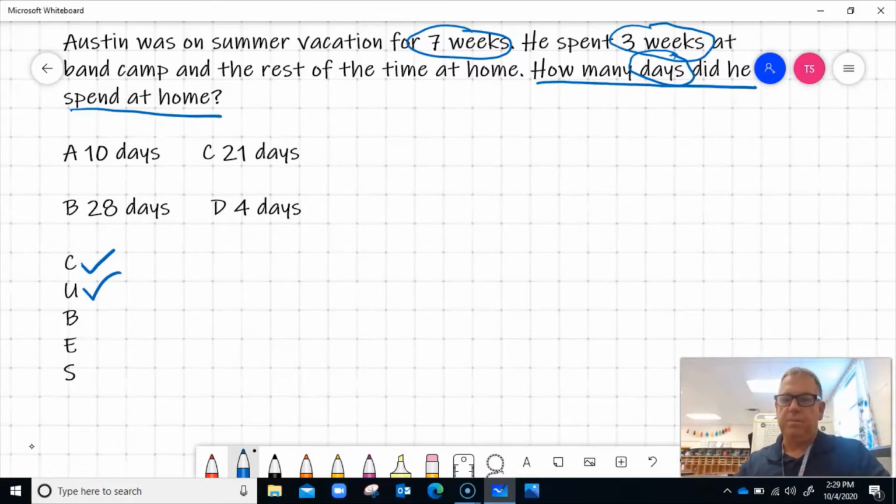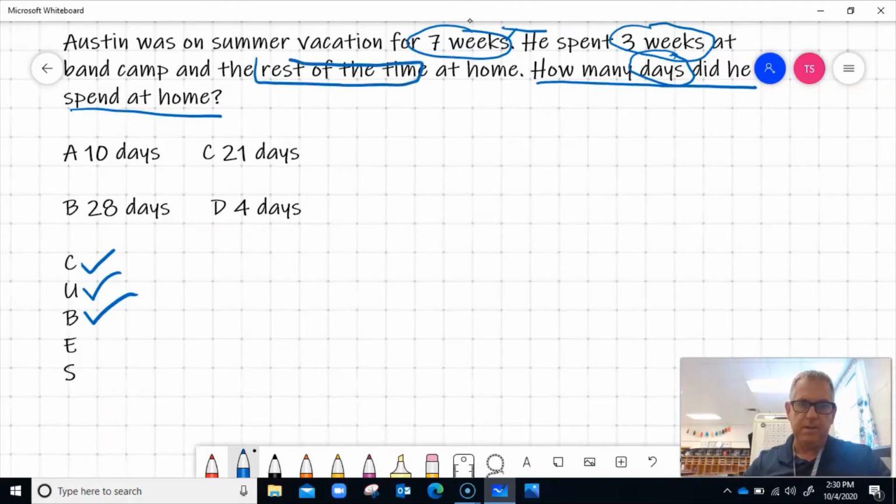By the end of this problem, when I'm done, I need to be able to answer how many days he spent at home. So I'm going to box in some operational clues, or maybe some clues that tell me stuff I need to do. And right here, I'm going to put a T, because the total amount of time that we're talking about is 7 weeks. And I'm going to box in this right here, the rest of time. That's giving me some clues there. At some point, I think I'm going to have to do some subtracting in this problem. A lot of times the rest or whatever's left over is telling me there's going to be some subtraction happening in this problem.